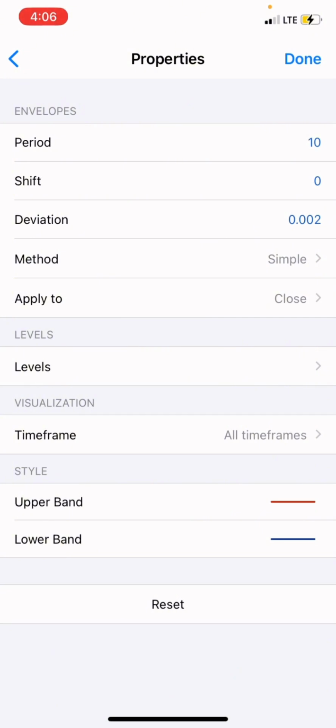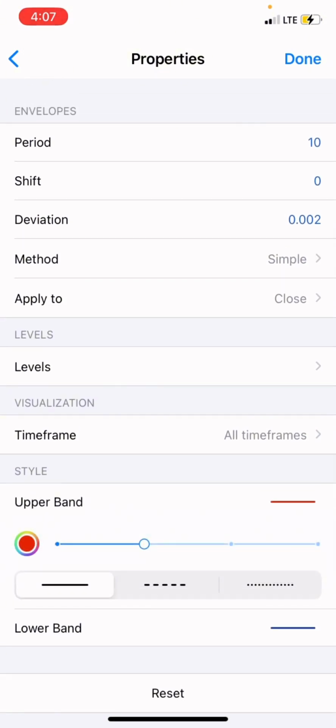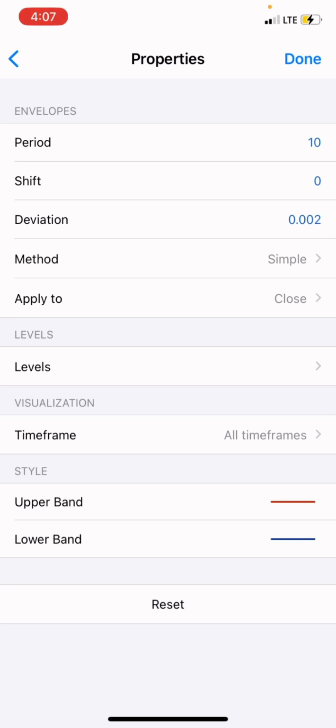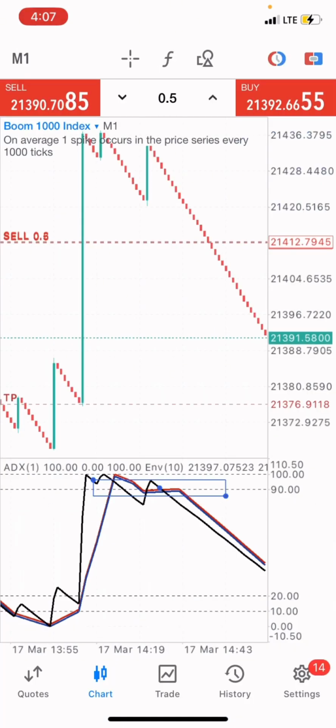So we are going to be using the following parameters: period of 10, shift 0, deviation 0.002, method simple, apply to close. For visualization, of course, you know to skip levels. We don't need levels here, so you just keep that part. And for visualization, make sure it is on all time frames, of course. And for upper band, you can use whatever color that will pop on your screen. You can choose to use the same colors I'm using until you understand how the strategy really works, and then you can go ahead and customize to get your desired colors. So lower band I'm using blue, upper band I'm using red. Click done when you're done with that and you have your setup almost ready.